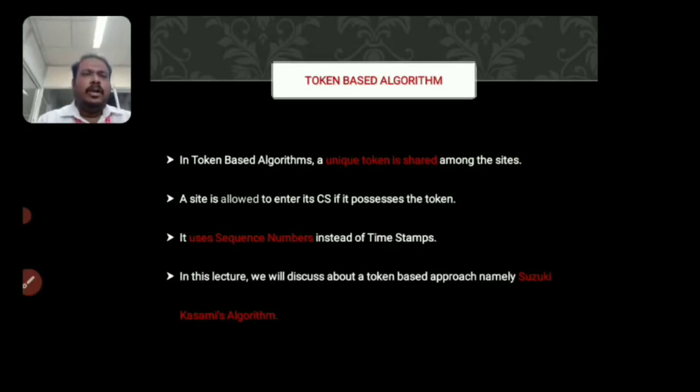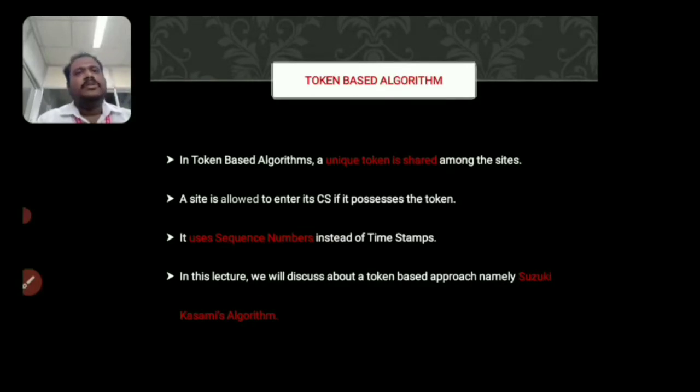In the token based algorithm, a token is provided to each and every site. If a site wants to enter the critical section region without having the token, it is not allowed to enter. So in the token based algorithm, each and every computer shares with the help of a token. A unique token is provided to all the sites. If a site wants to enter the critical section, it must possess its token. The token will be issued with the help of a sequence number, instead of providing timestamps.